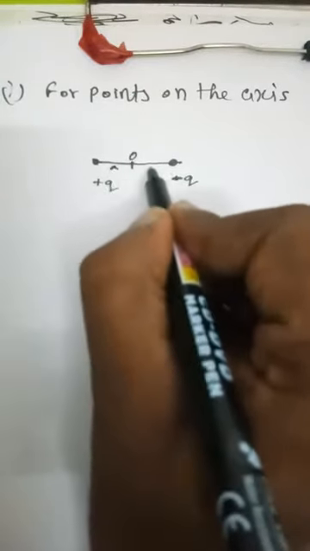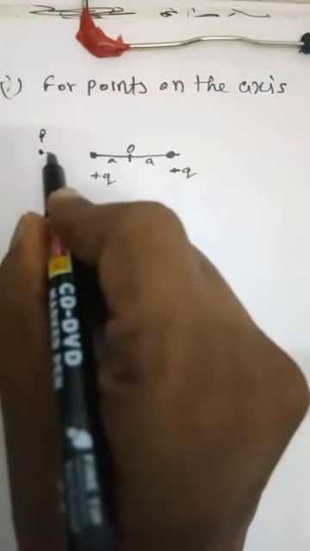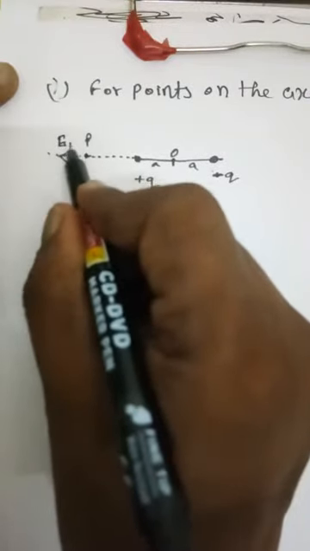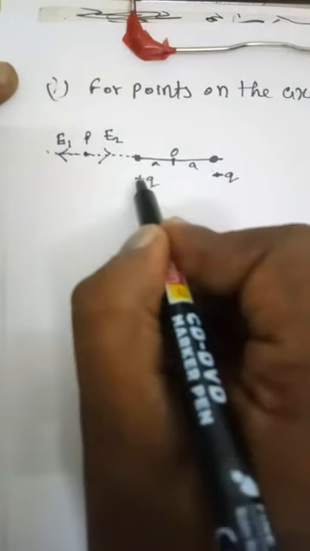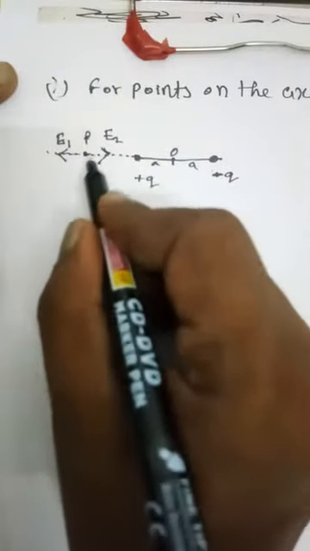So here a, here a, so totally 2a. Now we consider the same axis, one point, P. So that is the same line. This is a plus q, electric field moving in this direction, E1. On the opposite side, E2, because the electric field is away from the plus charge and towards the minus charge, so opposite direction. Now this is the point P.